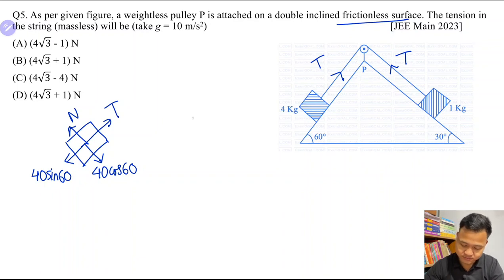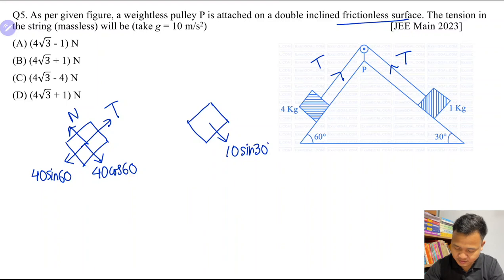Now for the other block, mg sin 30 is 10 sin 30, since the inclined plane angle is 30. Along the other side I have tension T, right? What else do you have? mg cos 30, 10 cos 30, and then you have normal. So N2 and N1.